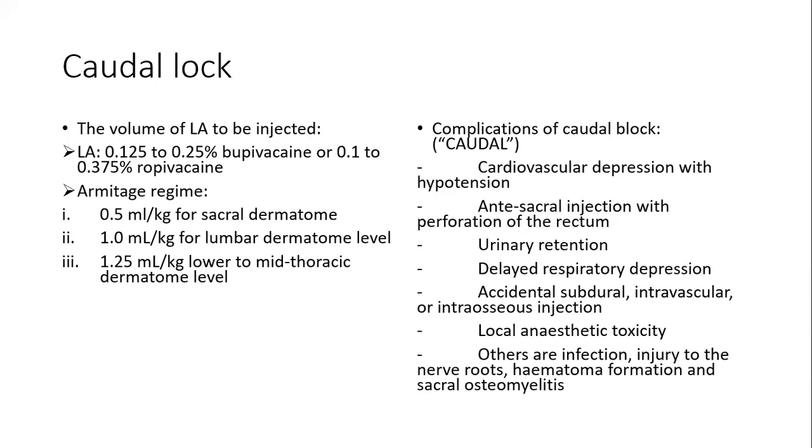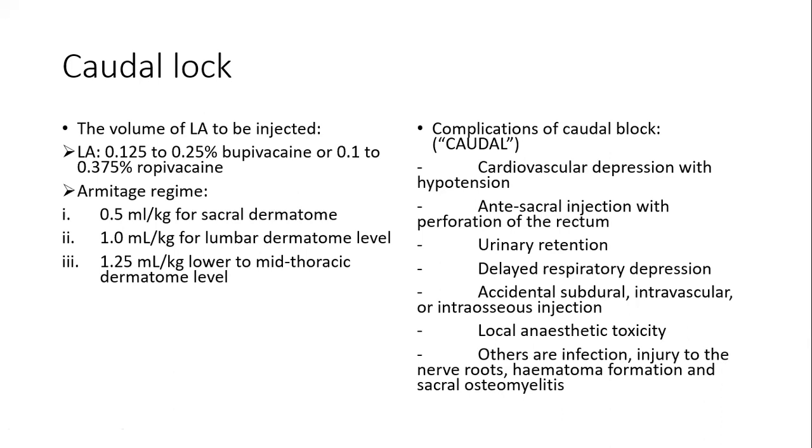There are different volumes that can be injected into the caudal space, and different regimens have been used, and it corresponds to the dermatome block you want to achieve. For the sacral dermatome, you want to give 0.5 ml per kg. For lumbar dermatome level, 1 ml per kg. And for mid-thoracic dermatome level, you can increase your volume to about 1.25 ml per kg. This is what we know as the Armitage regimen.